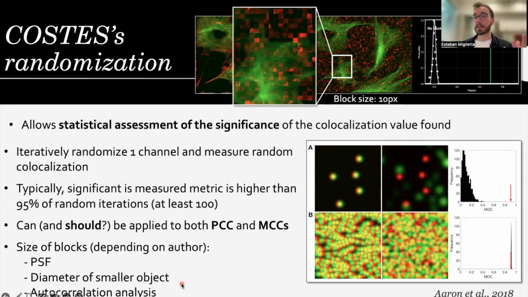Which block size is appropriate? That depends on the author. Some say it's the size of the PSF, the point spread function of the microscope you used for obtaining the image. Others say that it should be the diameter of the smallest object in the image. And others suggest that it should come from an autocorrelation analysis of the image. Again, whichever you choose, this should be mentioned or informed when you say how you obtained your results.